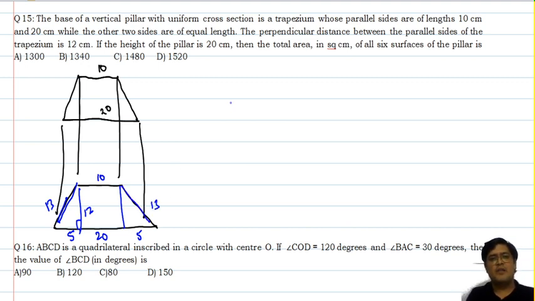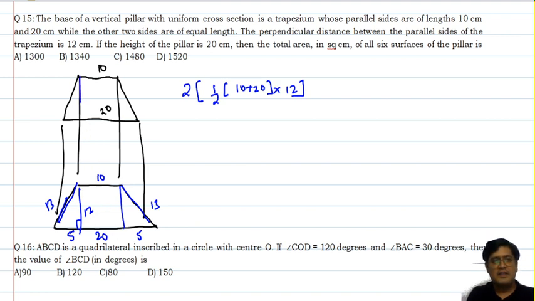Now, what is required of me? Find the entire surface area of the pillar. So I'm looking at two trapeziums. What is the area of a trapezium? Half the sum of parallel sides multiplied by the height. So this is the area of the upper and the lower surface. Then I'm looking for 4 walls.